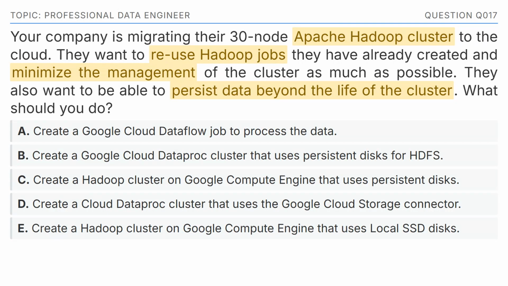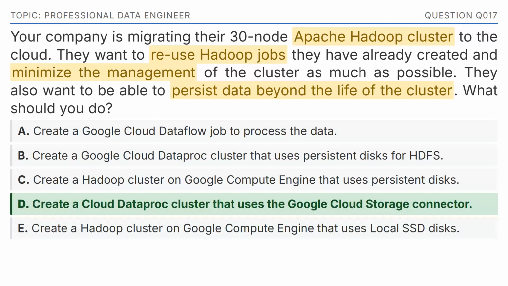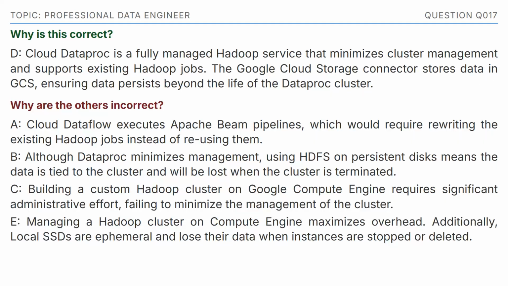To arrive at the correct answer, we focus on the keywords: Apache Hadoop cluster, reuse Hadoop jobs, minimize the management, persist data beyond the life of the cluster. The correct answer is Option D, create a Cloud Dataproc cluster that uses the Google Cloud Storage Connector. Why is this correct? D. Cloud Dataproc is a fully managed Hadoop service that minimizes cluster management and supports existing Hadoop jobs. The Google Cloud Storage Connector stores data in GCS, ensuring data persists beyond the life of the Dataproc cluster.